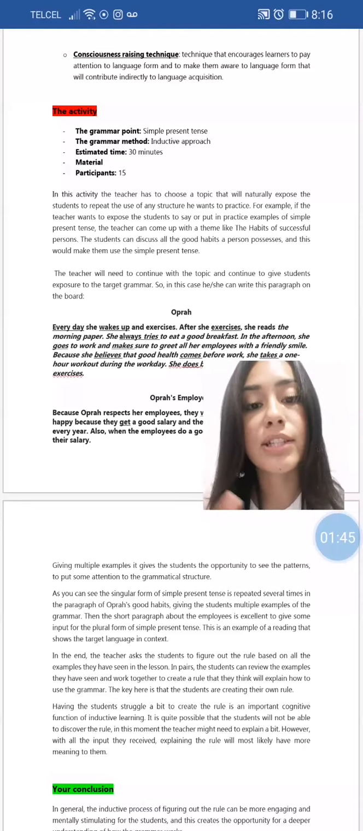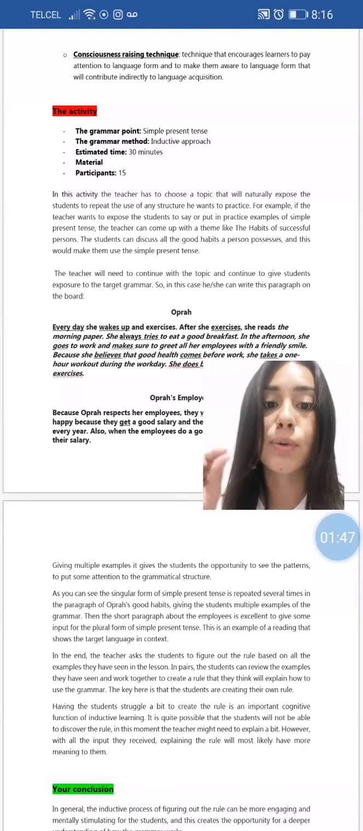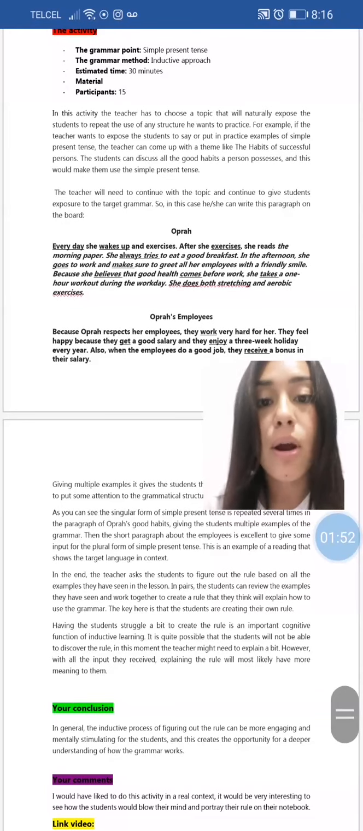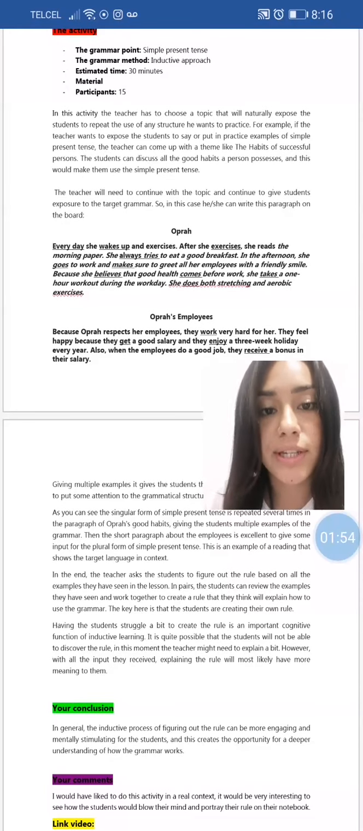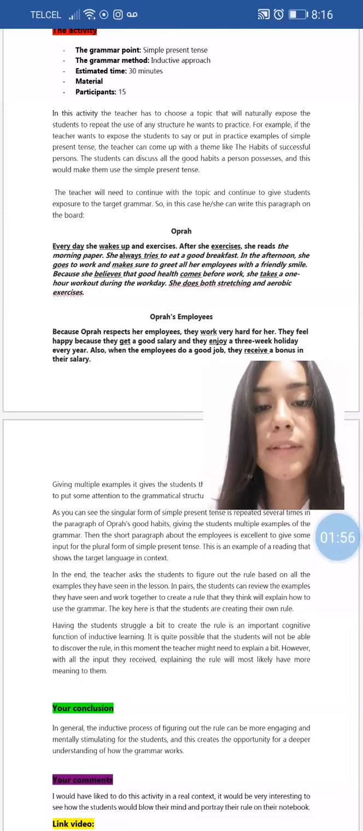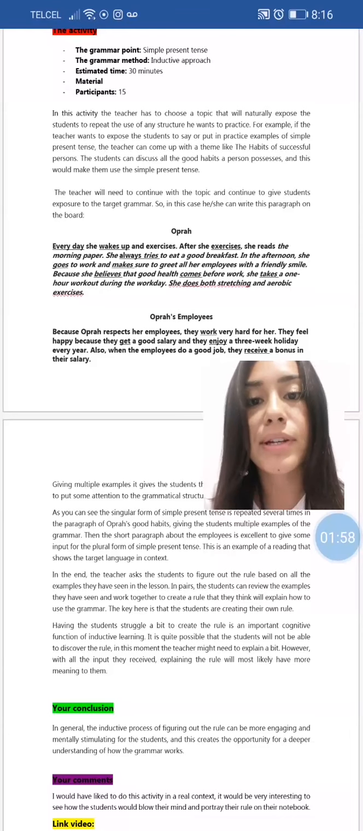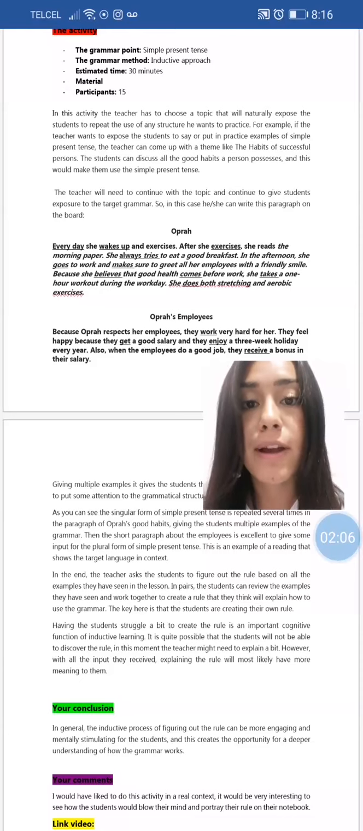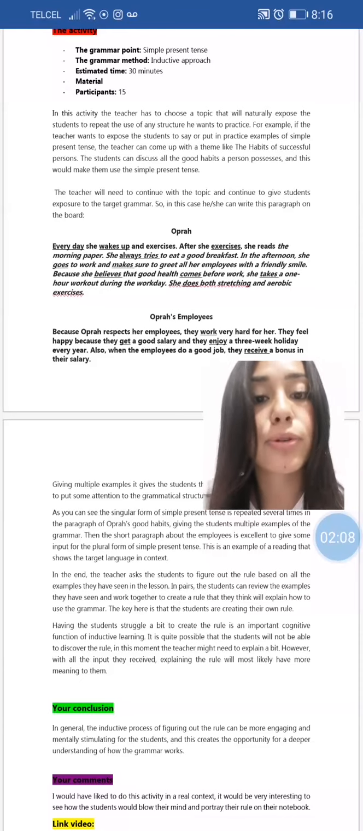And then the teacher has to write on the board these two paragraphs that we have on the screen, or he can also give some worksheets about these two paragraphs. But it is highly recommended that all the verbs are highlighted. So the first paragraph talks about the daily routine that Oprah does, and the second about Oprah's employees.